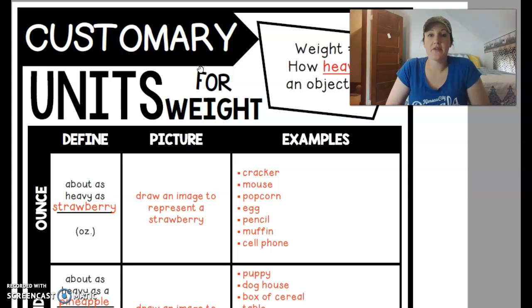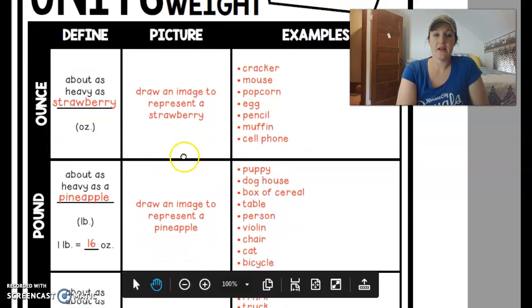All right, draw a picture of a strawberry so that you can think 1 ounce is equal to 1 strawberry. And then here are some other examples of things that might weigh an ounce: a cracker, a small mouse, popcorn, an egg, a pencil, a small muffin, and a cell phone. Depending on the cell phone. Some cell phones would be heavier than that, and some muffins would be heavier than that. Probably a bite-sized muffin.